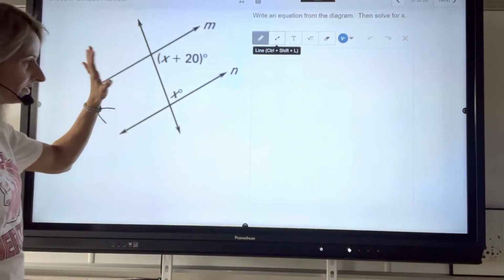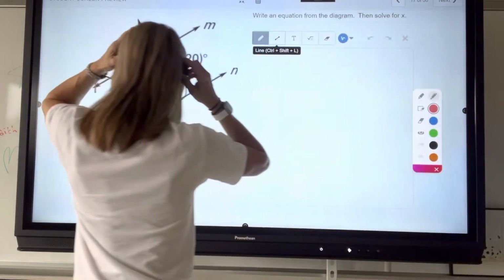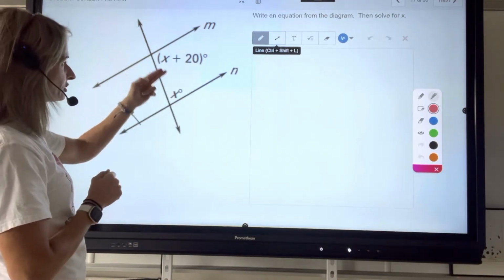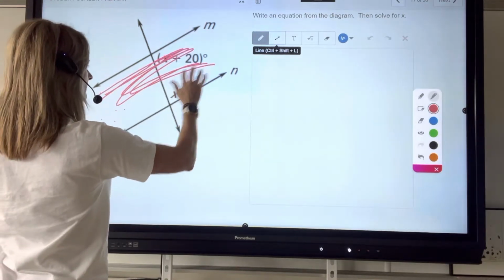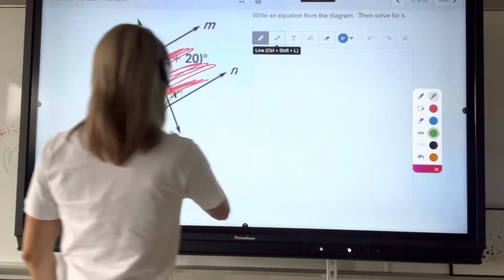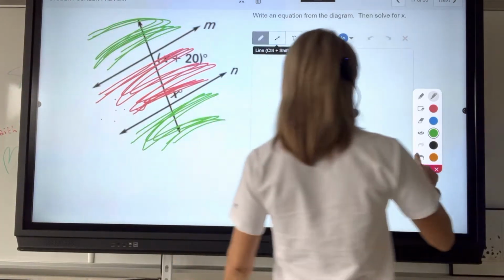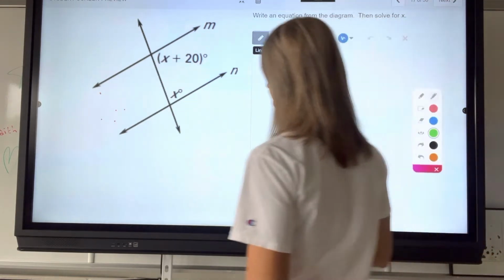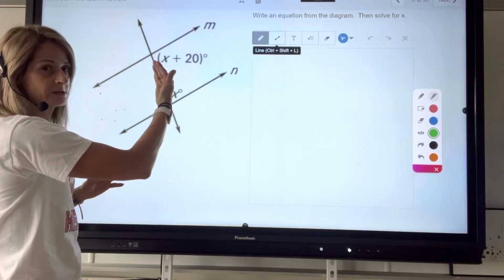Okay, so these angles right here, in order to make these two lines parallel, we need to know the relationship between these two angles. Now, this is the interior of those two lines, okay? And this is the exterior, okay? So these two angles are on the interior, and they're also on the same side of the transversal.